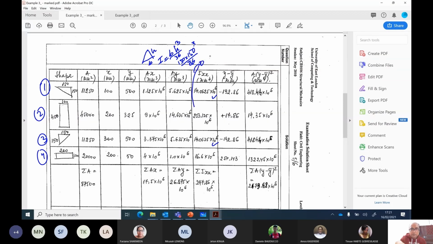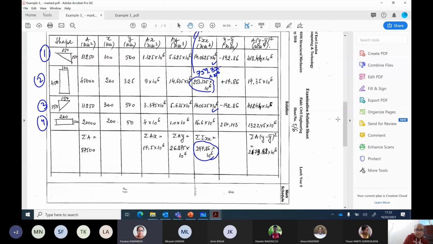Check the second one. The second value is 100 into 450 cube over 12. I'm getting 759.375 into 10 raised to 6. Yeah, so this value is incorrect. The one which is written here is incorrect. And finally check this one, 200 into 100 cube divided by 12. I think the third one is fine. If you add them up, you will get 804.2.